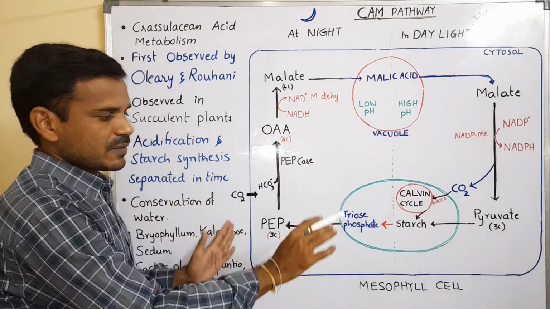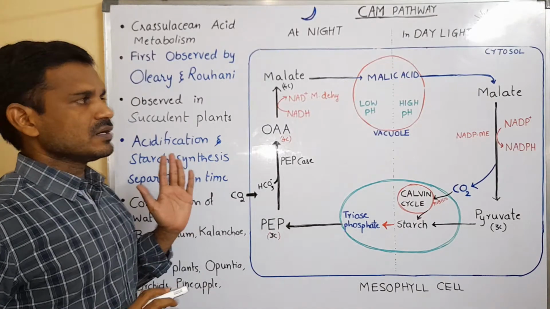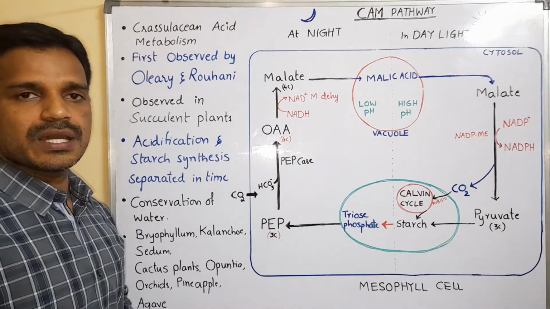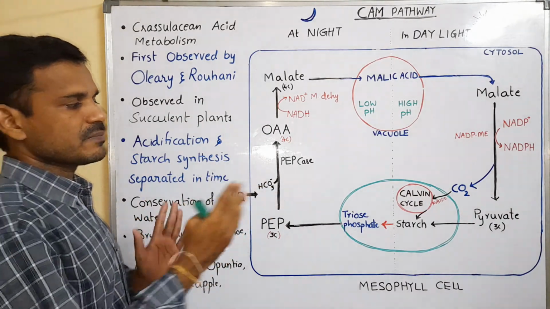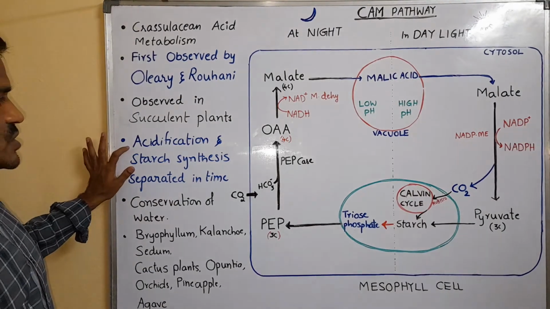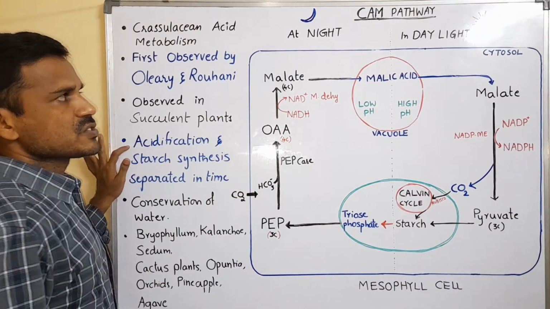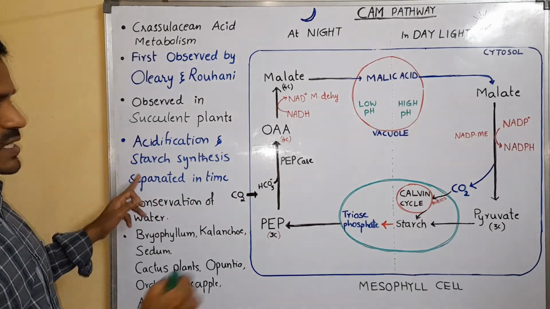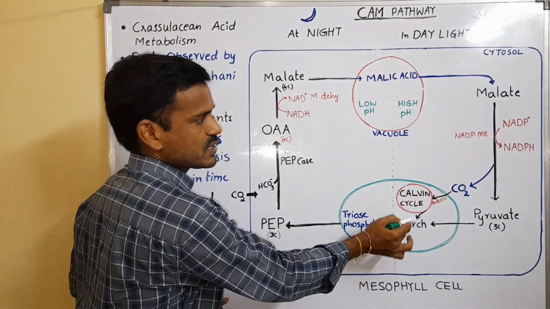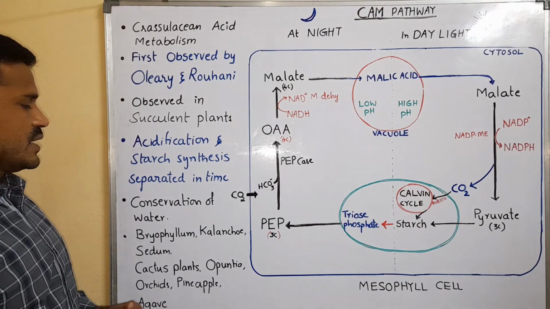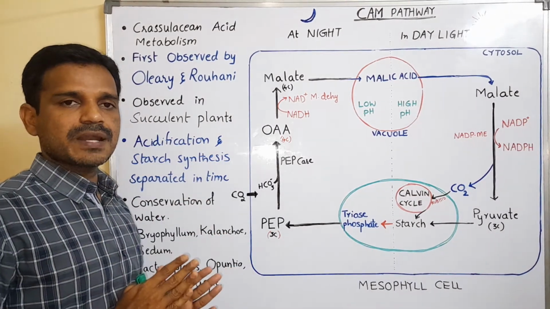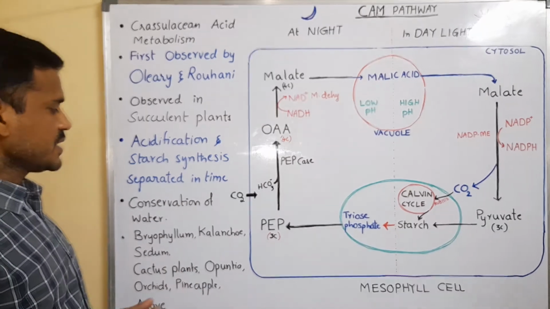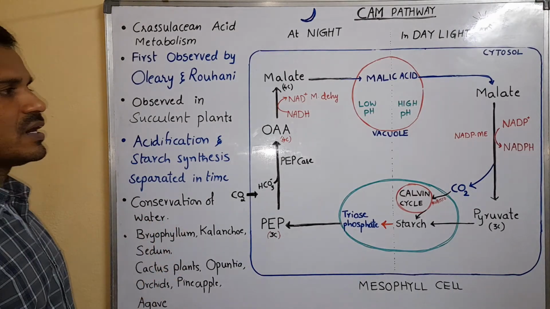So the complete reactions take place in the mesophyll cell only, but the reactions are separated by time, night time and daytime. So they are temporally separated. Acidification takes place during the night time, and de-acidification takes place in the daytime. Starch synthesis also takes place during the daytime. This is mainly meant for succulent plants to conserve water and reduce the loss of water. The plants are adapted mainly for the conservation of water.